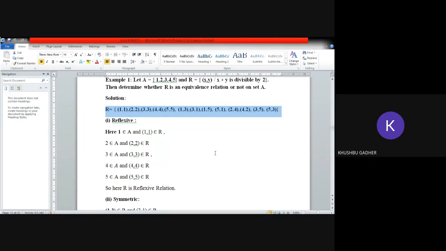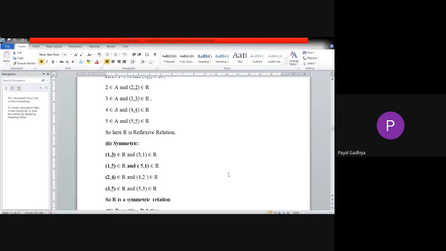Then this is symmetric, right? For every pair, we have to write it this way. (1, 3) belongs to R, then (3, 1) also belongs to R. (1, 5) belongs to R, (5, 1) also belongs to R. So this is the way you have to check for symmetry.